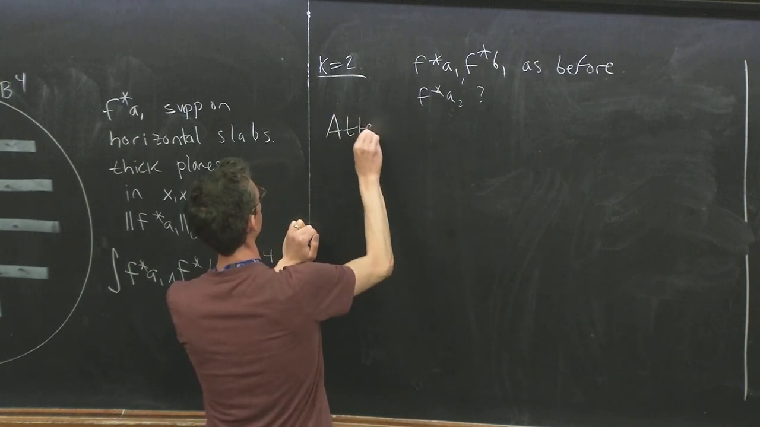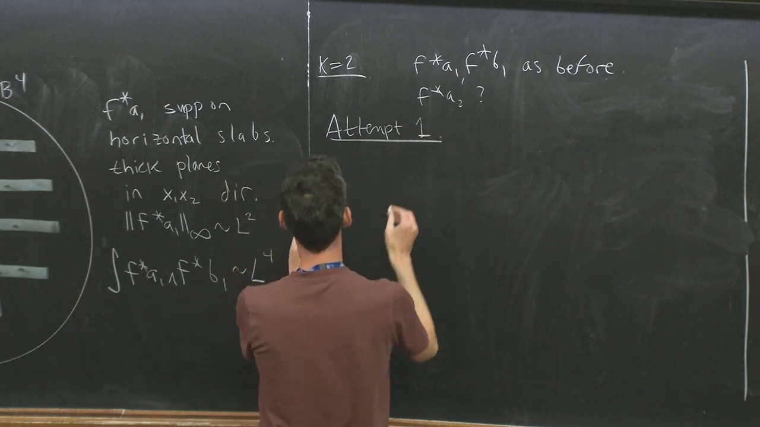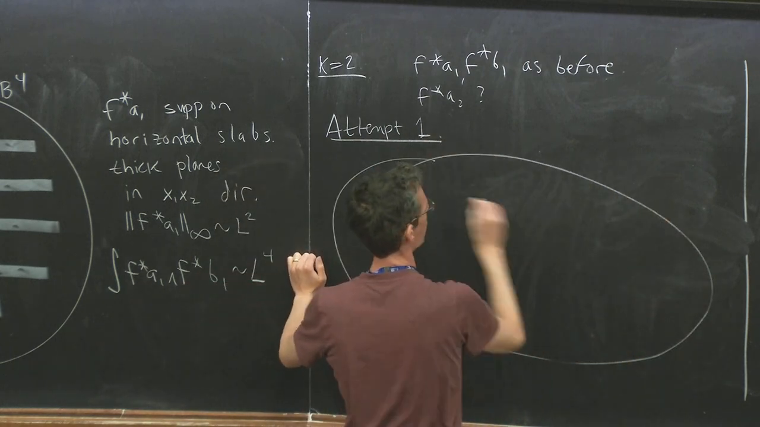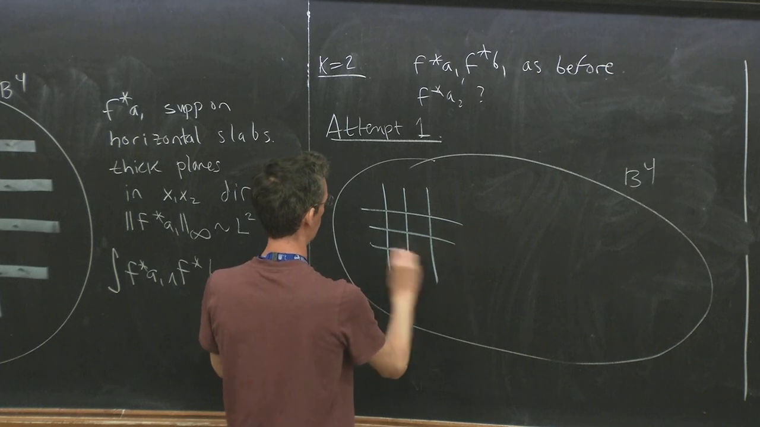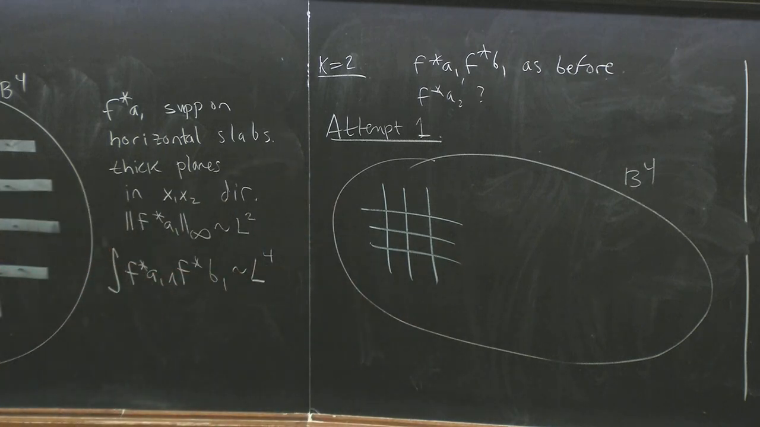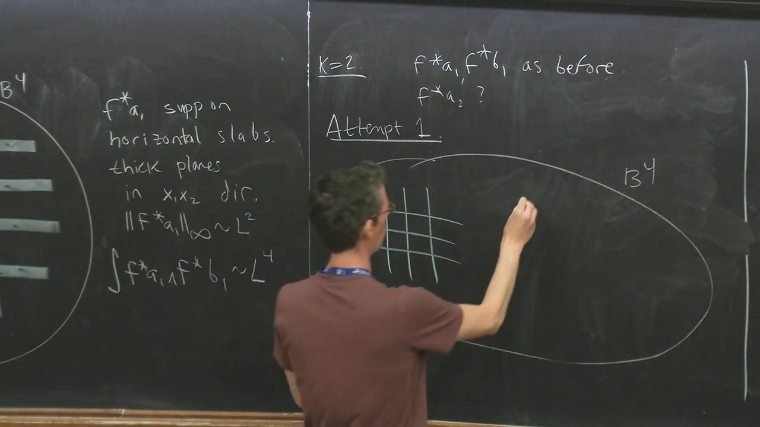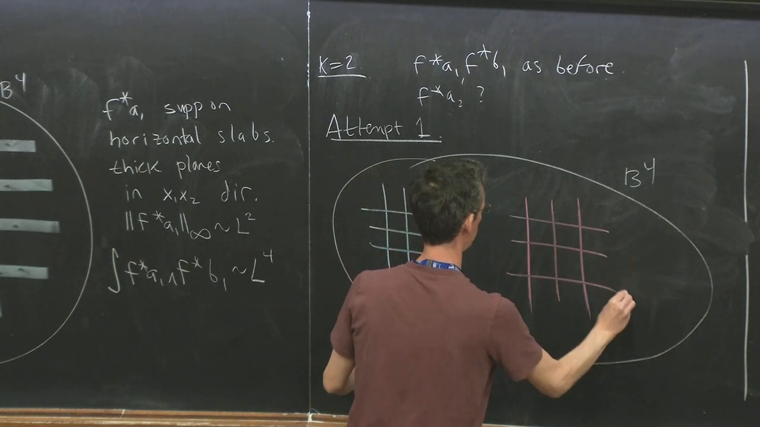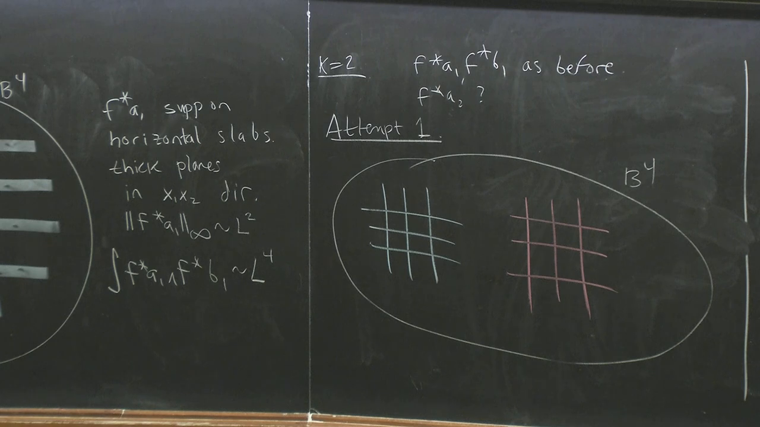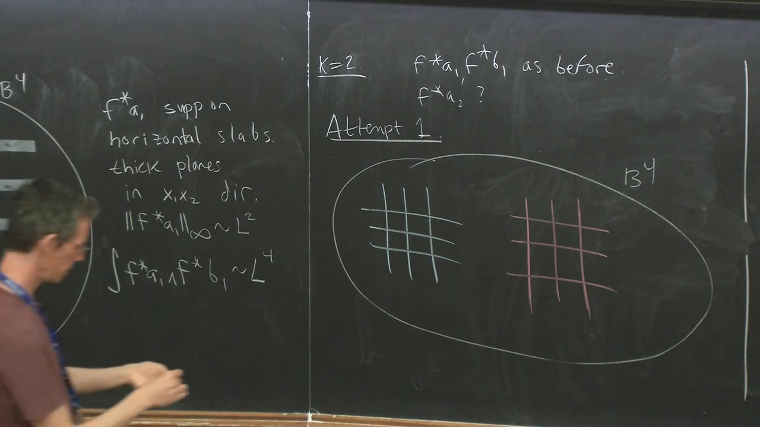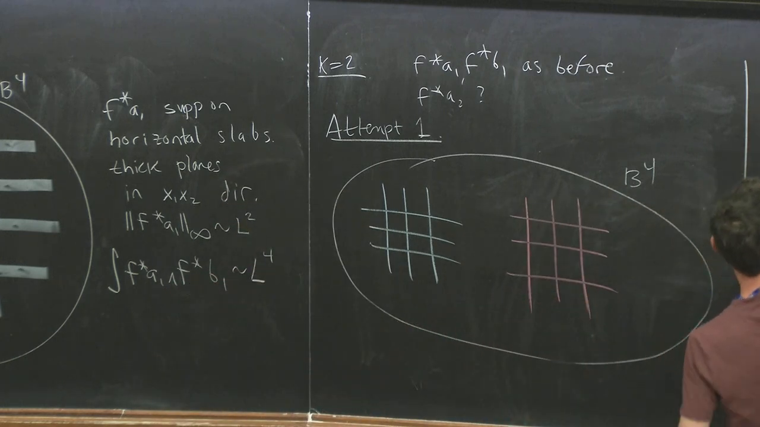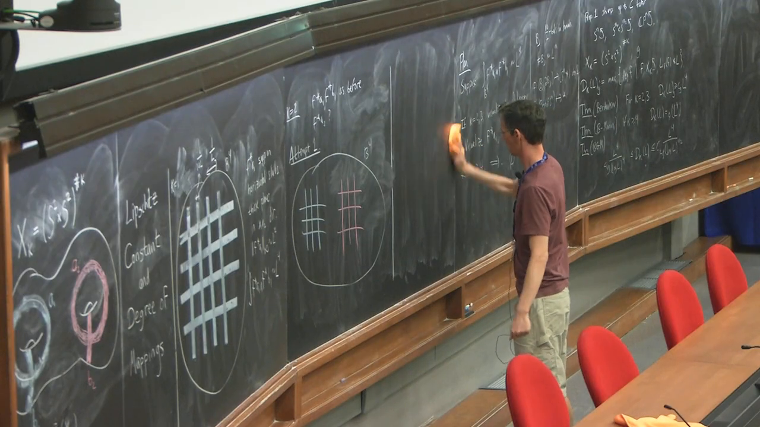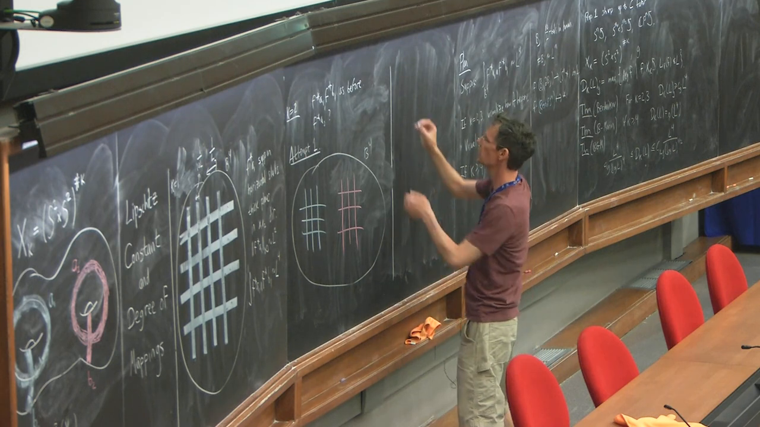Okay, here's a first attempt. So here's my B4. I'll draw it a little stretched out. And the pullback of A1 and B1 look just like before. And I think to myself, well, that worked well. So maybe I should make the pullback of A2 and B2 look similar. And maybe I'll stick them over here. Okay. So this is not possible. And let me tell you what the problem is. So this attempt does not work.